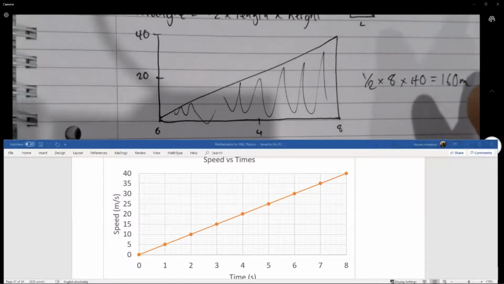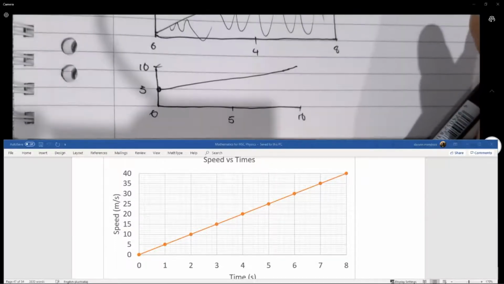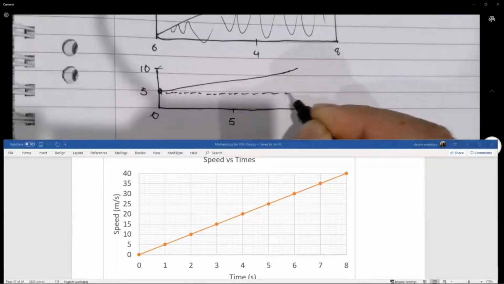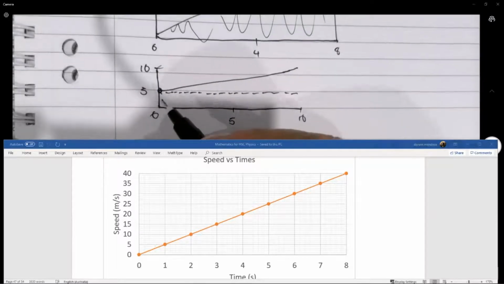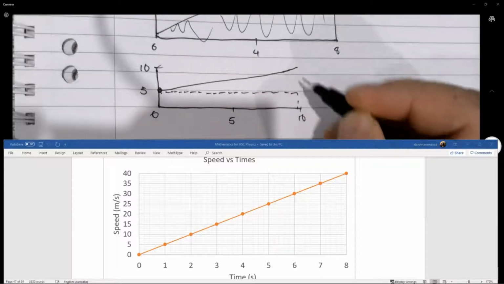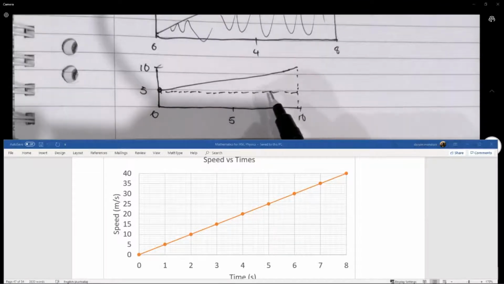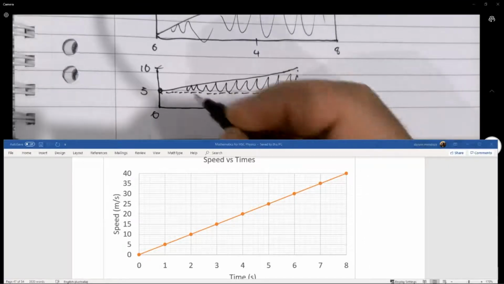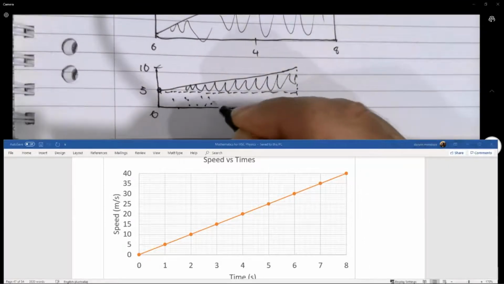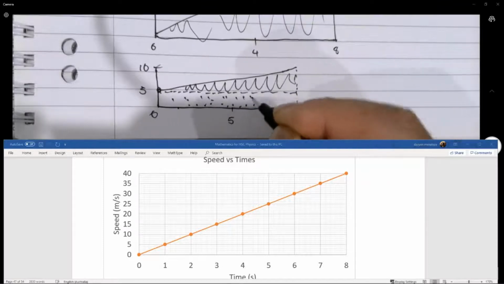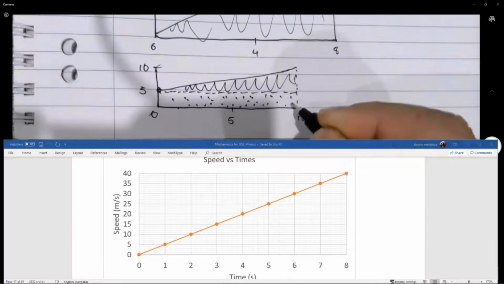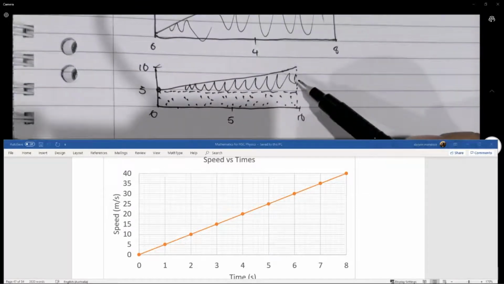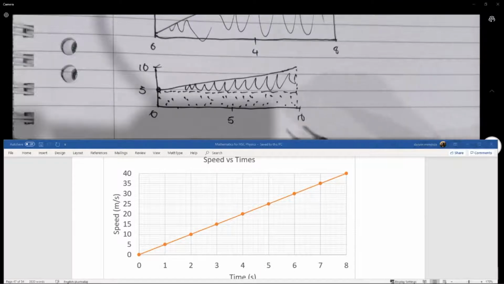Now, you might have to calculate different shapes and areas. For example, you could have a scenario like this, where you have an object that has started with some initial velocity. So now you've got not only a triangle, but also a rectangular area beneath it. So you have to calculate this triangle and that rectangle.